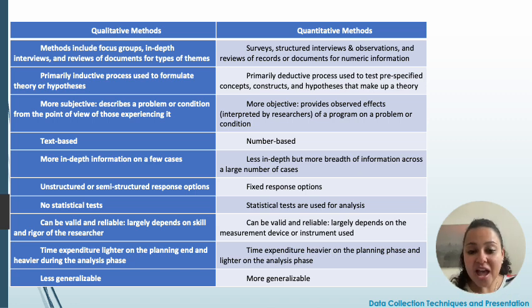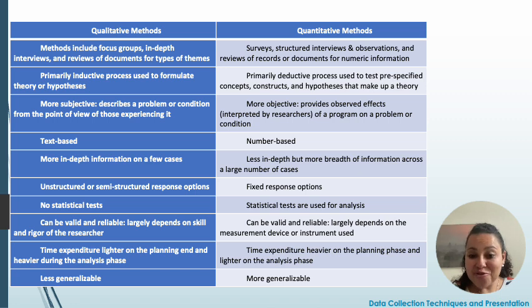While the quantitative one is mainly surveys that can get only scale answers or categorized answers and numbers and demographic data. A structured interview can also get only numbers or number-based data, observations when we are counting something, or records or documents that depend on information or statistical numbers. It is a deductive process used to test pre-specified concepts, constructs and hypotheses that make up a theory.